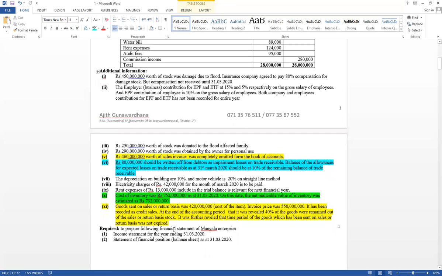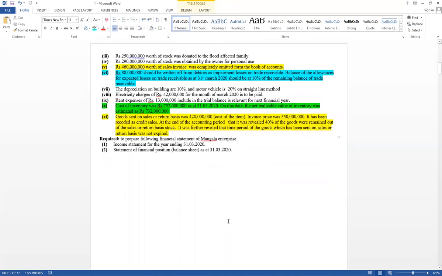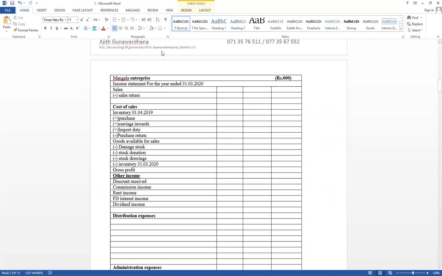Right, first one, draw the format. There is the income statement for the year ended 31st March 20 and the statement of financial position, that is the balance sheet, as at 31st March 20. This is the format. Income statement for the year ended 31st March 20: sales from the beginning, and sales return should be deducted. Then the composition of cost of sales should be included here: opening stock plus purchases plus carriage inwards plus import duty. And if it has given purchase return, it should be deducted.